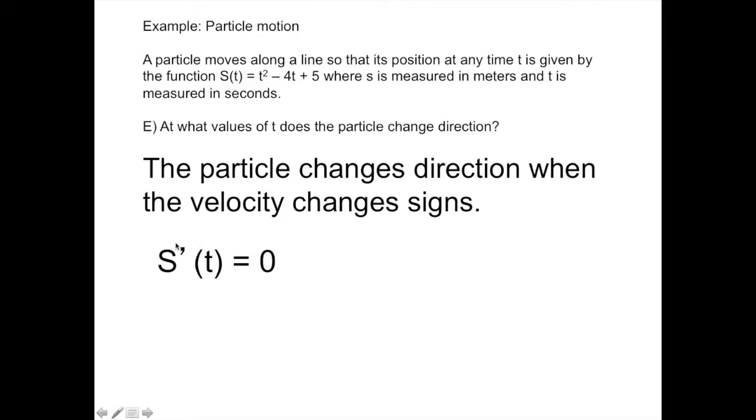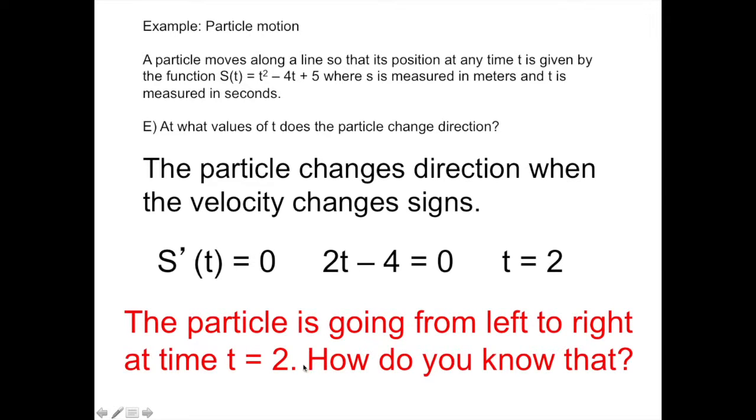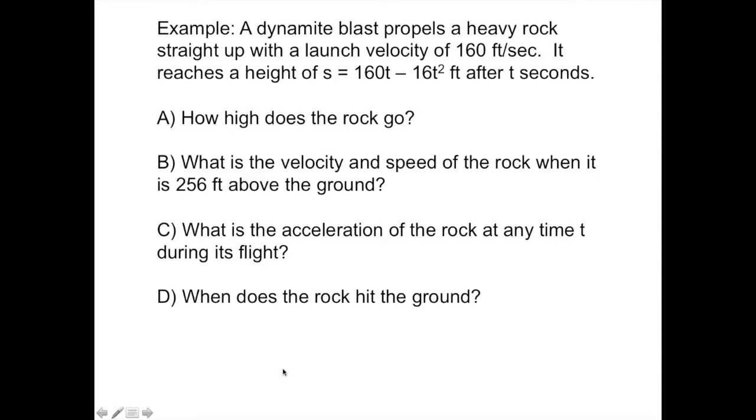So we need the first derivative equal to 0, and our first derivative is 2t minus 4. So when we set that equal to 0 and solve for t, we get t equals 2. So that means that at 2 seconds, we know the particle is changing direction. And the particle is changing direction from left to right at time t equals 2. So how do we know that it's going from the left to the right? That's kind of something for you to think about.